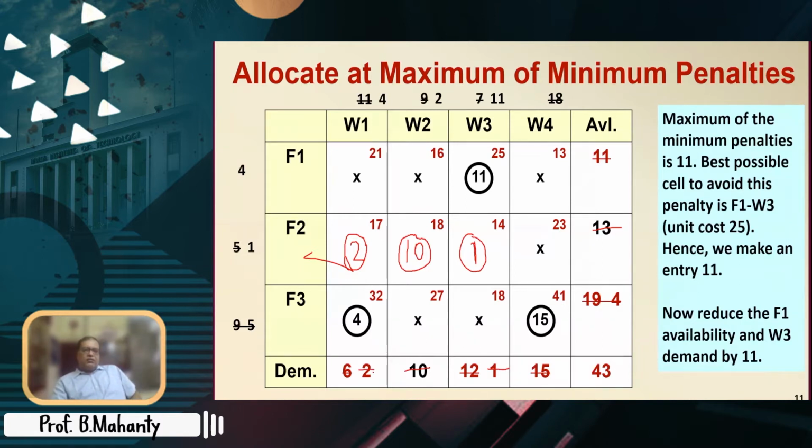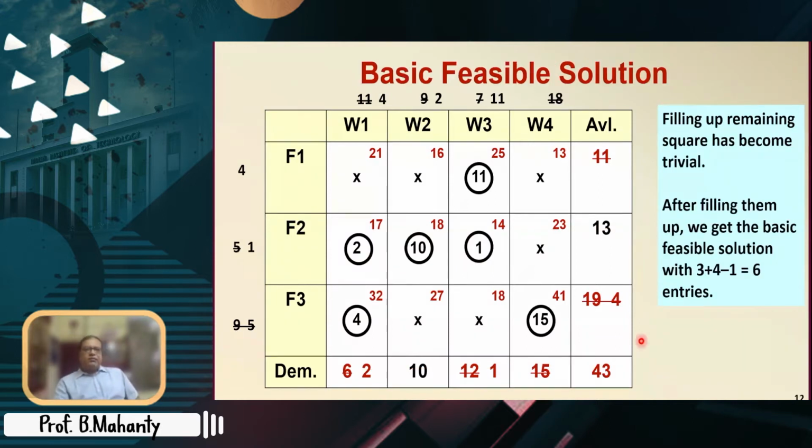So all are crossed and how many entries have we now got? 1, 2, 3 plus 4, 7 minus 1. So 6 entries should be there. So 1, 2, 3, 4, 5, 6 entries are there. All right, so that means we have got a good initial solution, right? A good initial solution has already been obtained, so that we can call our basic feasible solution. So this is where the basic feasible solution is shown, and it is obtained with the application of VAM. All right, so that's the first part.